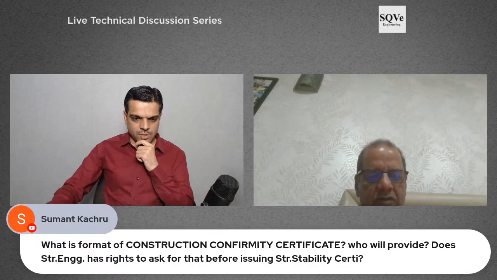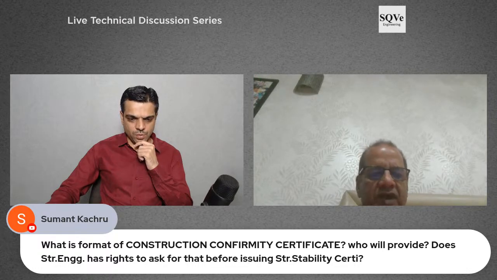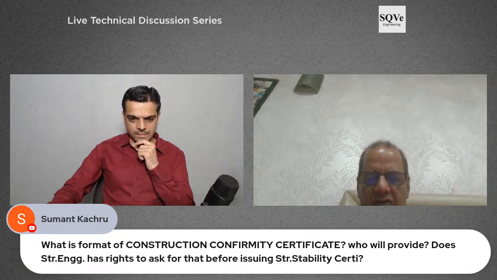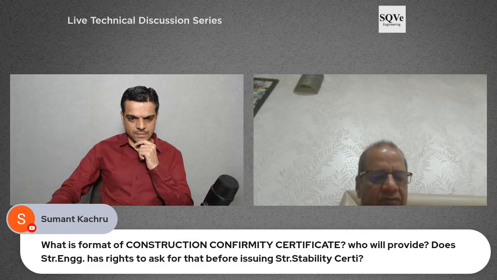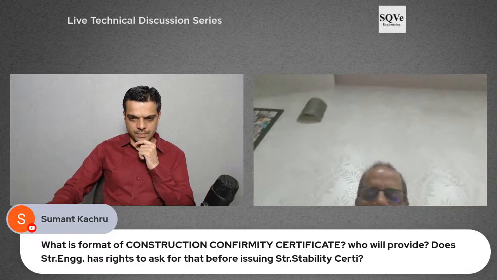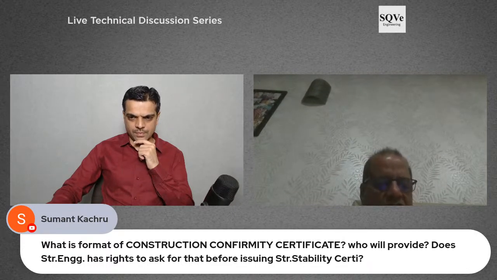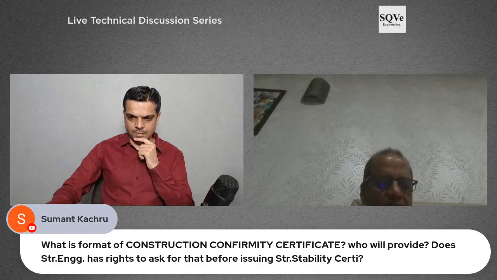Okay. Then what is the format of the construction conformity certificate? Who will provide it? The structural engineer. Where is this required? I don't know who is asking for a construction conformity certificate. If you are asking as a structural designer, just a simple two-liner you need. In addition, you can also share your drawing list and ask them to confirm that the construction has been done according to this.